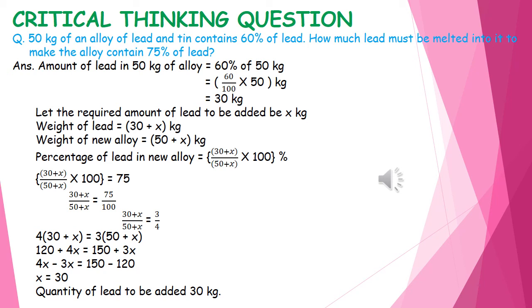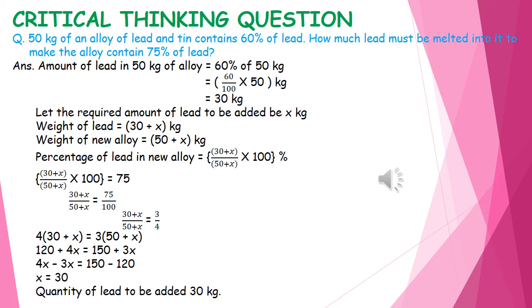So the weight of the alloy will also increase. That will be 50 plus x kg. This is the most important step of the entire sum. We have to remember, when we are increasing the amount of lead, the total amount of alloy also increases. So we are doing 30 plus x and 50 plus x. So the percentage of lead in the new alloy will be 30 plus x divided by 50 plus x into 100. That is equal to 75%, which is given in the sum. So 30 plus x divided by 50 plus x into 100 is equal to 75.